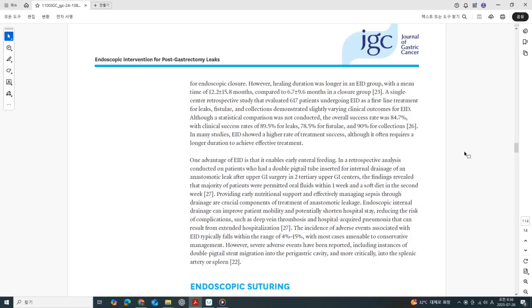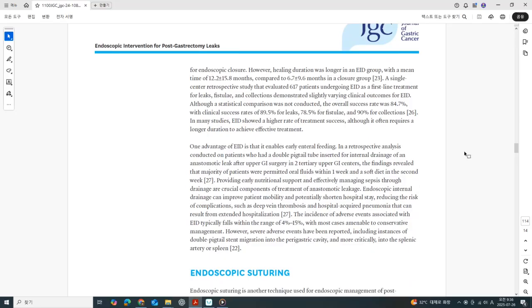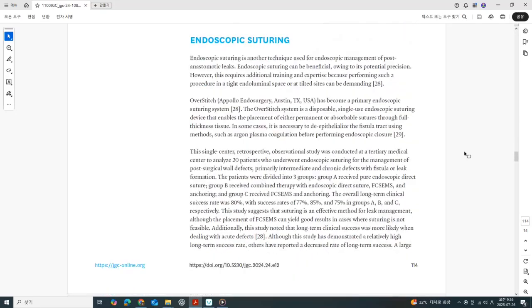Okay. Next tool in the box. Endoscopic suturing. This sounds like actual stitching, but done through an endoscope. That's exactly what it is. There are devices, like the overstitch system mentioned in the article, which allow the endoscopist to place full-thickness sutures, closing the defect much like a surgeon would, but from the inside. Wow. That seems incredibly precise.